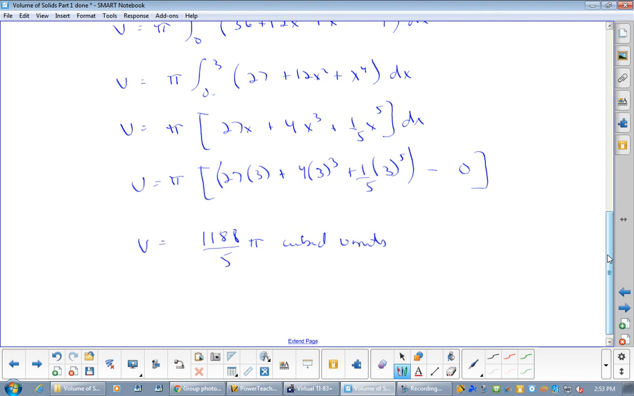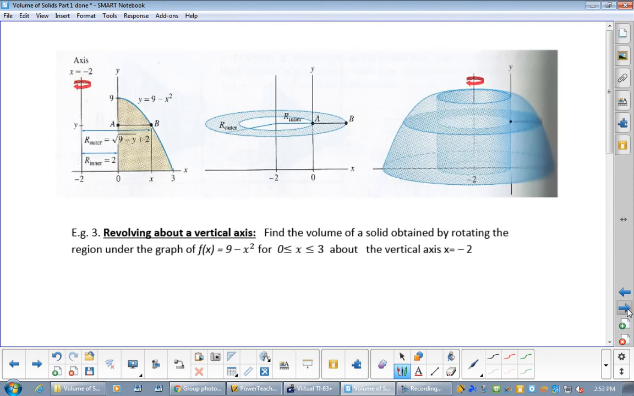Okay. Now, so that's how you would do them if they're around the horizontal. Now we're going to do revolving around a vertical axis. Okay? So find the volume of the solid obtained by rotating the region under the graph of f(x) equals 9 minus x squared between 0 and 3 about the vertical axis x equals negative 2.